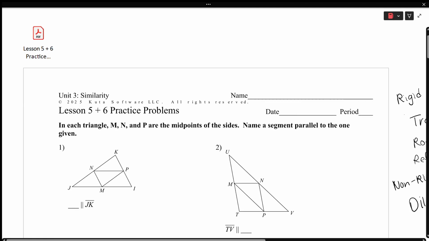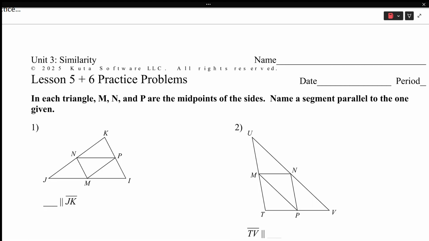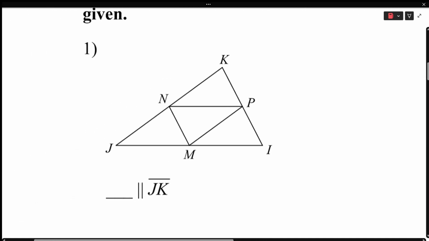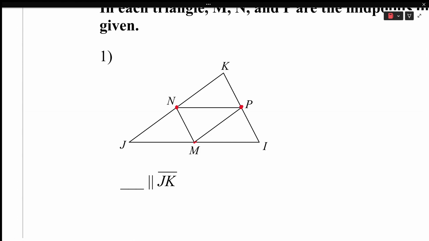In Lesson 5, we looked at this when we have midpoints of each of the sides. So in each of these triangles, M, N, and P are midpoints of the sides. Name a segment parallel to the one given. Let's look at number 1, right? I'm looking at these points here, N, P, and M. They're all midpoints of their respective side.